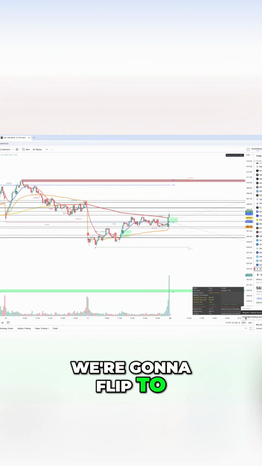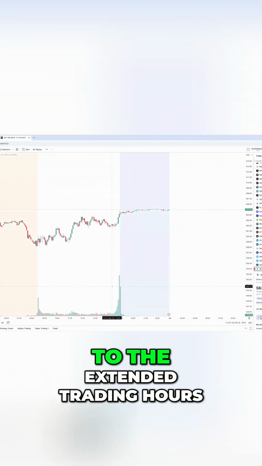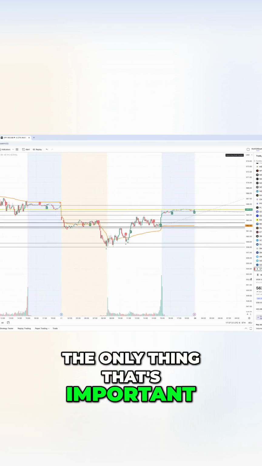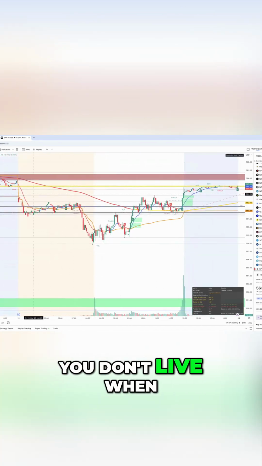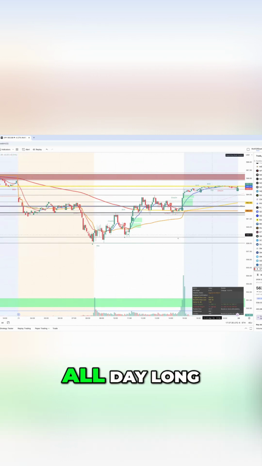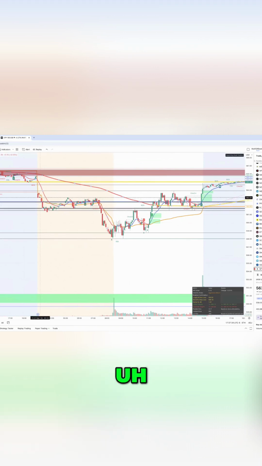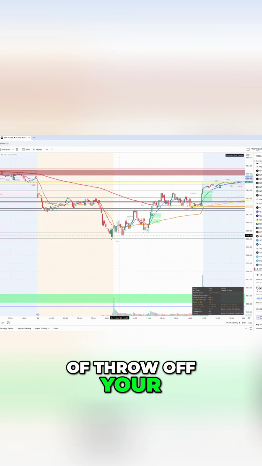We're going to flip to extended trading hours, right? So we're flipping over to extended trading hours, and what are we going to get from over here? The only thing that's important. So when you're trading during the day, you don't live. If you trade and you see your screen, it looks like this, and this is the only thing you see all day long, and you're trading on a setting that will kind of throw off your chart.